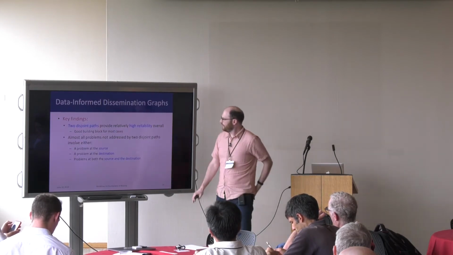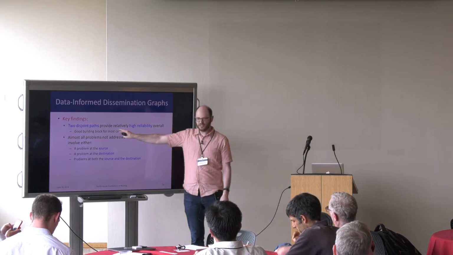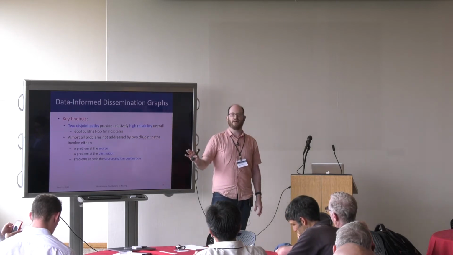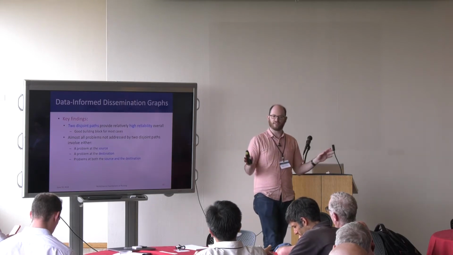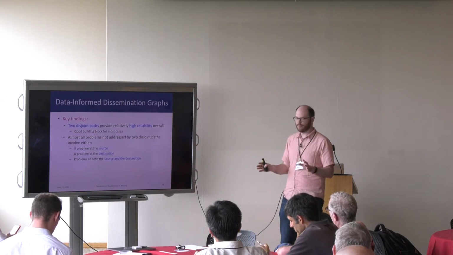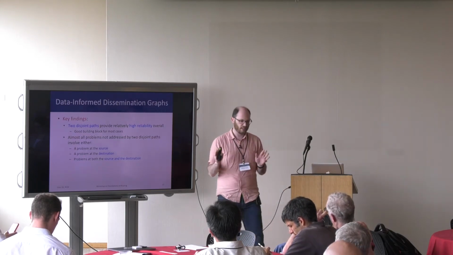And we realized a couple of things. First, two disjoint paths is pretty good most of the time. Again, most of the time meaning 99.99% of the time, or 99.9% of the time, two disjoint paths is doing totally fine. Right?